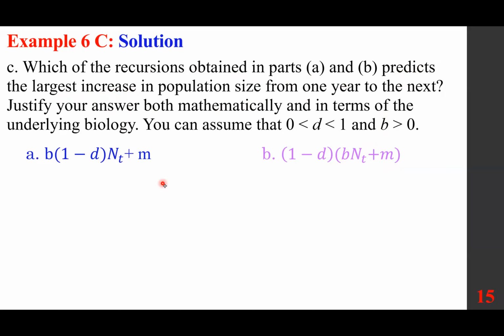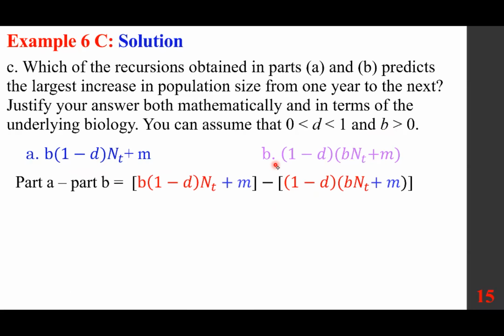If you want to explain that, we may have different explanations from the biology point of view, but I want you to see it from a mathematical point of view. Needless to say, D is a number between 0 and 1. It's always positive. B, the number of offsprings, is also positive. So if we subtract part B from part A and the result is positive, then A is larger. If the result is negative, then B is larger. So part A minus part B.